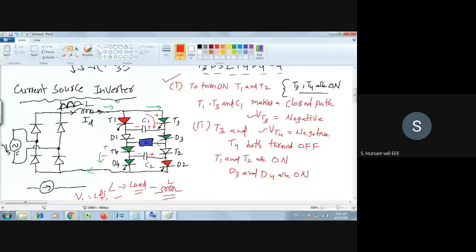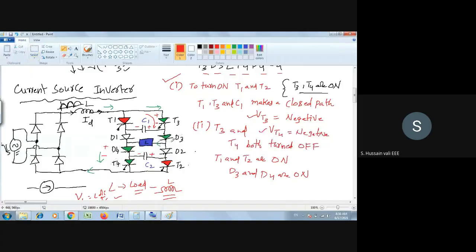Just see what the mistake I did is: in place of D2, I have done D2. Similarly here also. But that will not change the path. Let me tell you one thing, that will not change the path. So that remains the same.